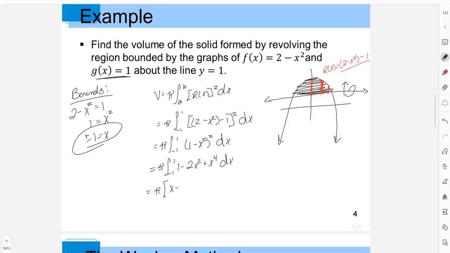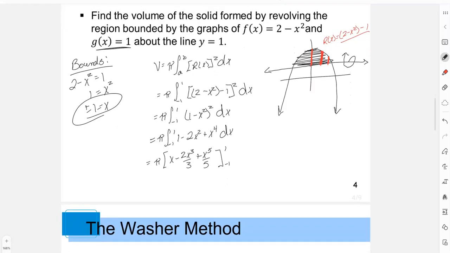And then we're going to have x minus 2x cubed over 3 plus x to the 5th over 5, going from -1 to 1. And then I'm going to plug in my bounds. So I'm going to have 1 minus 2/3 plus 1/5 when I plug the 1 in, minus, and then I'm going to plug in the -1. So I'm going to have a -1. That's going to become a positive 2/3 and a minus 1/5.